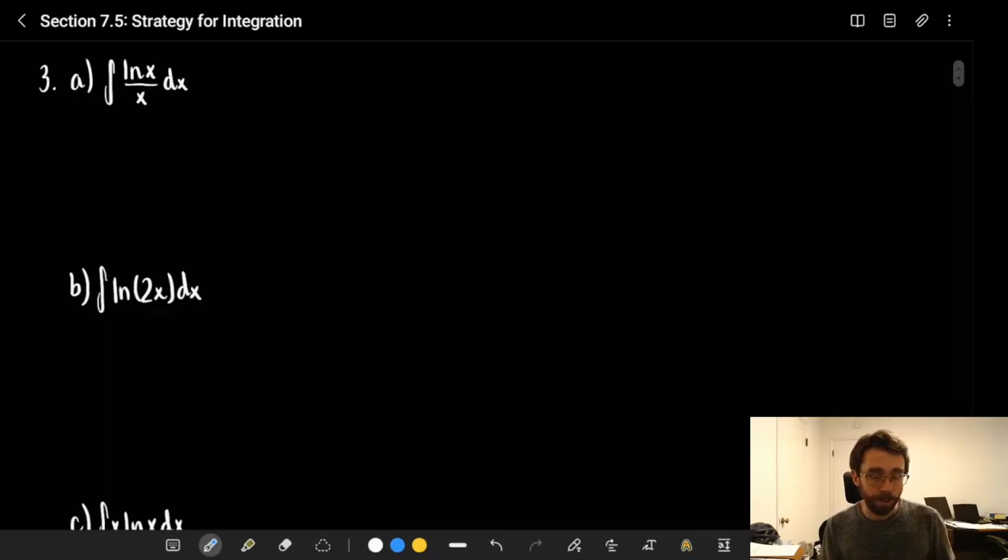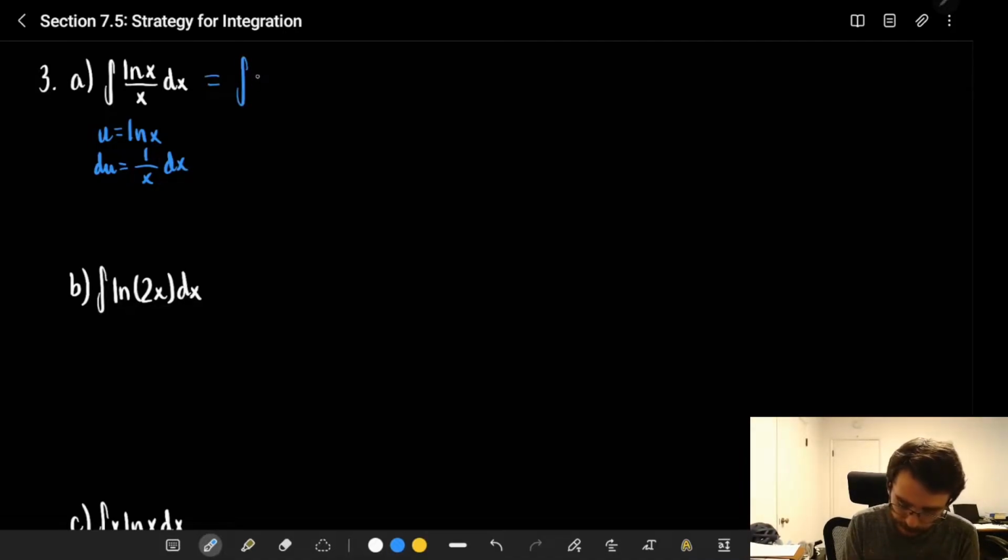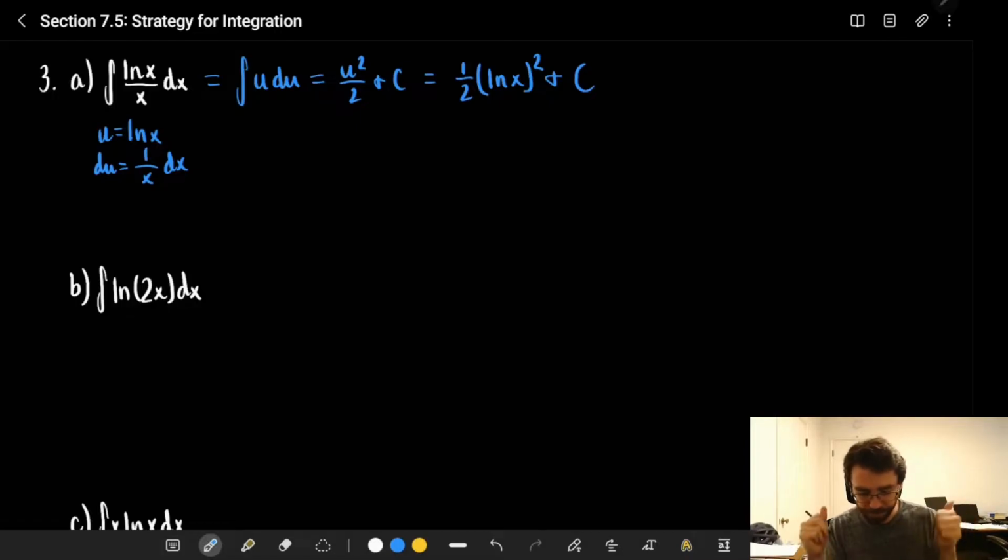Next up on the chopping block is number 3. This immediately looks like a u sub, right? Pick u equals natural log of x, and you get du equals 1 over x dx. Don't need to correct for any constant factors. This just turns out to be u du, which integrates to u squared over 2 plus c. Plug back in for u. Let's write it like this. Natural log of x whole thing squared plus c. Done.